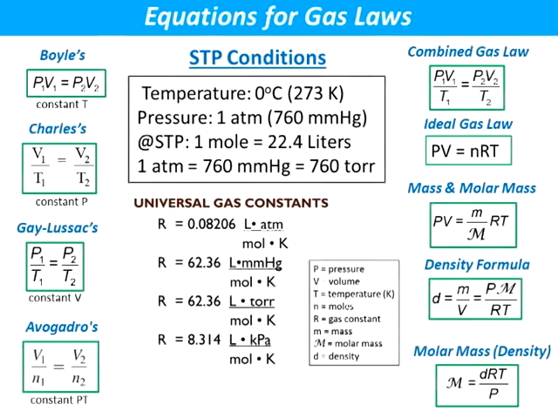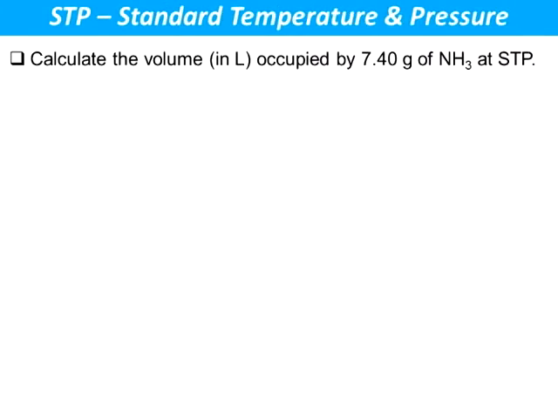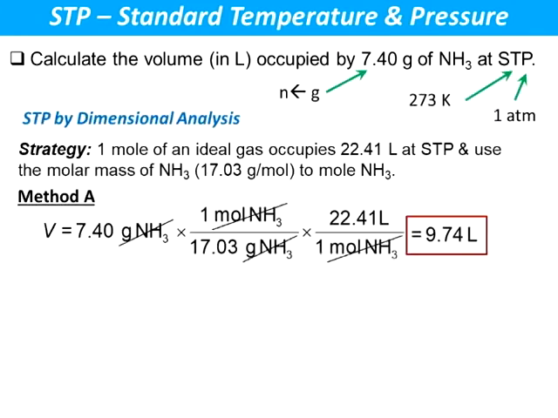As soon as we see STP, we know that's 273 K. We know that it's 1 atmosphere. And note that we have grams instead of moles, but that's okay. We know that if we have grams, we can get to moles. If we have moles, we can get to grams. Therefore, we will use dimensional analysis. So we will use unit analysis to carry out an STP problem.